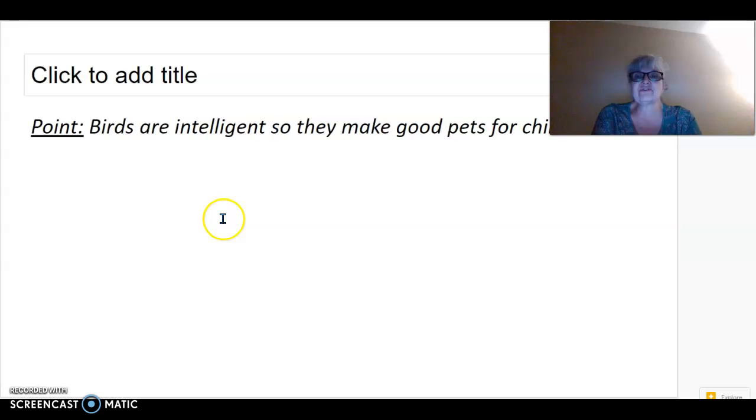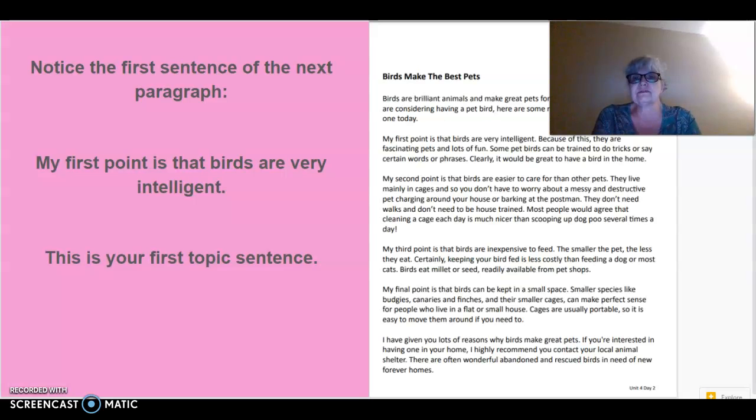On your skeleton, you would write here, point: Birds are intelligent, so they make good pets for children. Now, as I continue, I go to the next paragraph, and I notice the first sentence again of that paragraph. It says, my first point is that birds are very intelligent. This is your topic sentence. The first sentence of each paragraph is your topic sentence. You're going to have four of them.